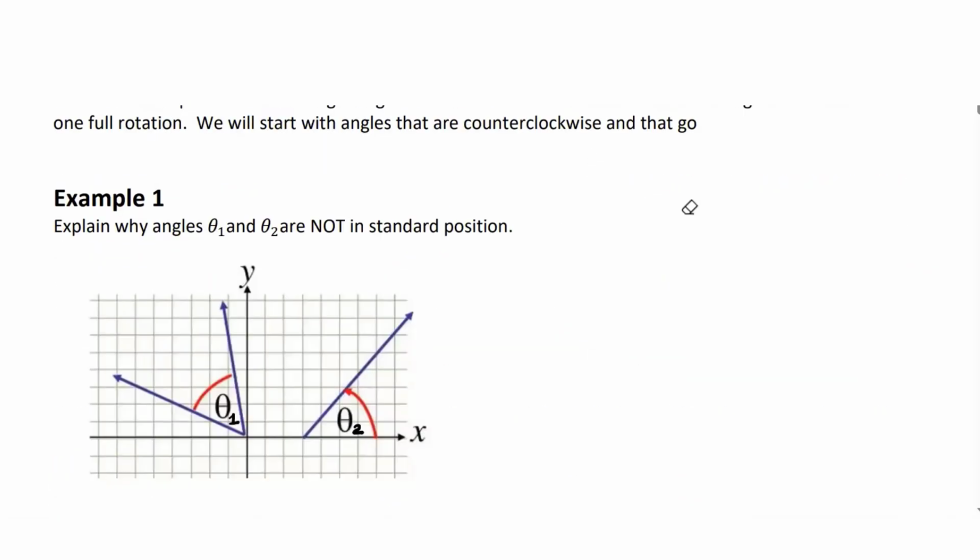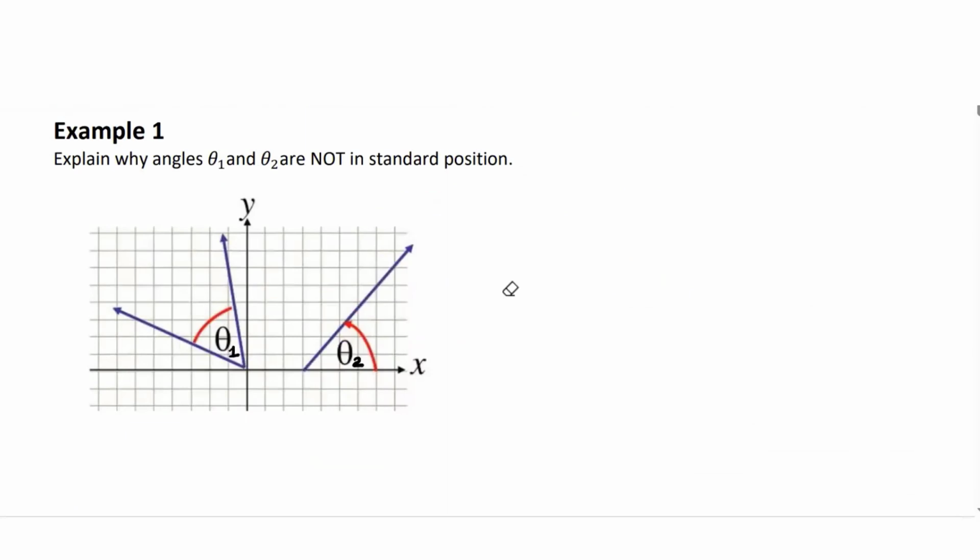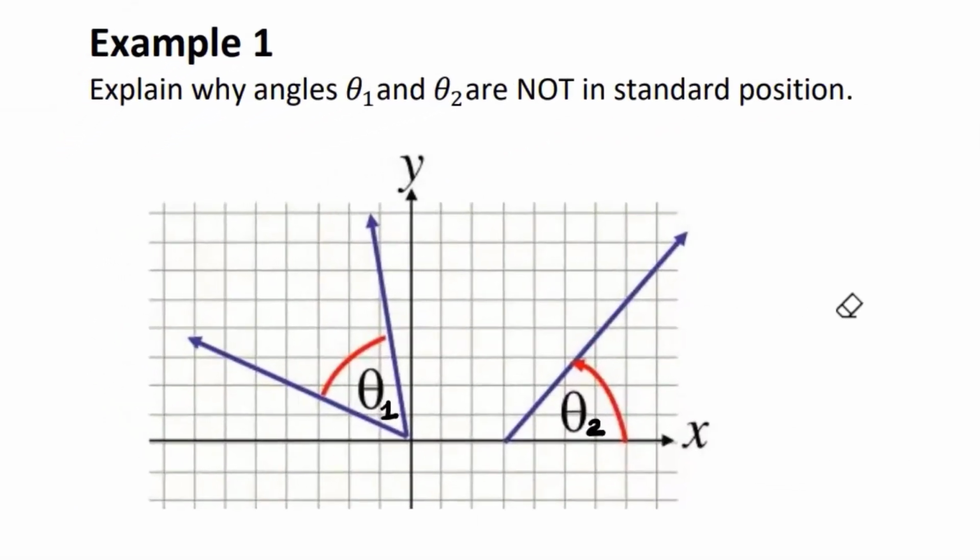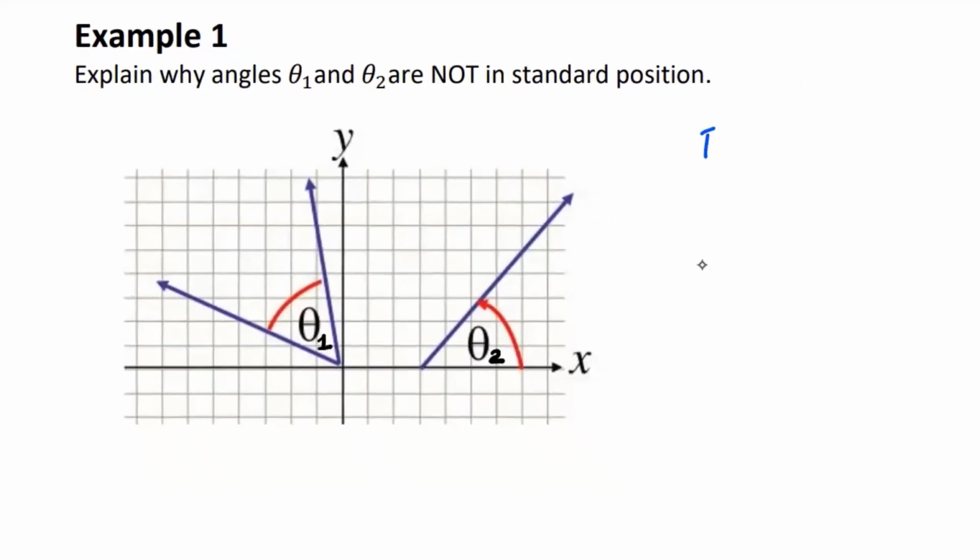So in this example, we're just going to discuss it. Explain to me, somebody, why angle theta sub 1 is considered to be not in standard position. One on the left, theta sub 1. Why is it not in standard position? Yes. Because the initial side isn't on the x-axis. That's right. The initial side is not on the positive side of the x-axis. So for theta sub 1, the initial side is not on the positive x-axis.